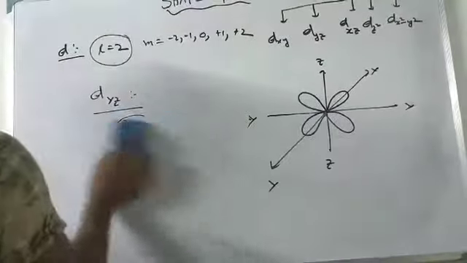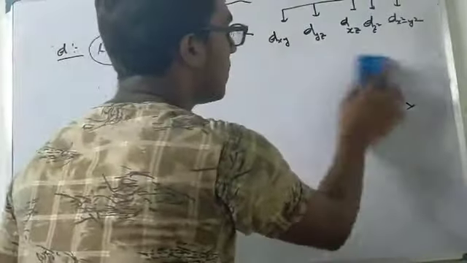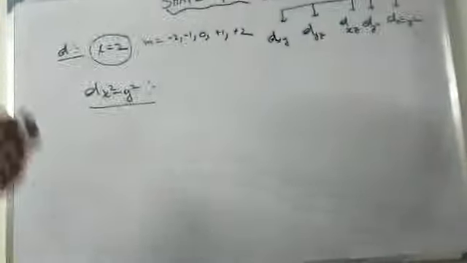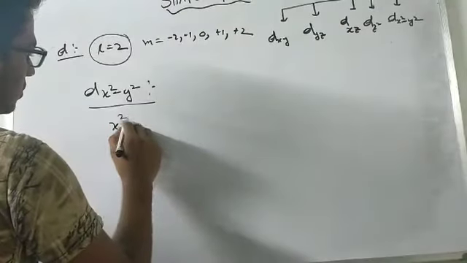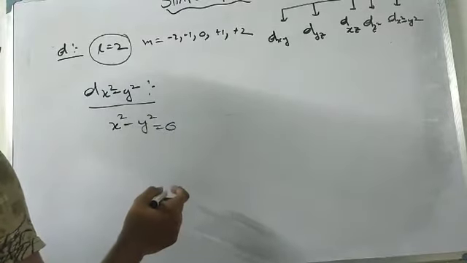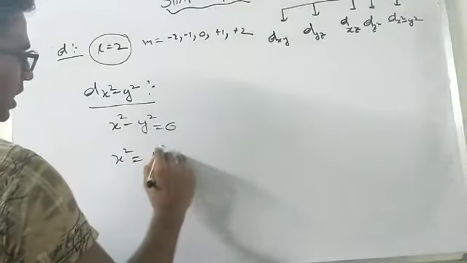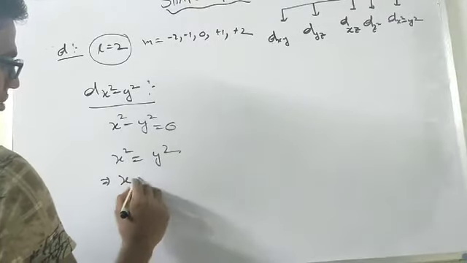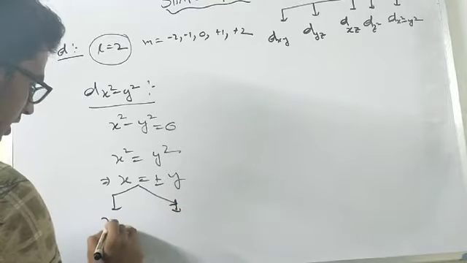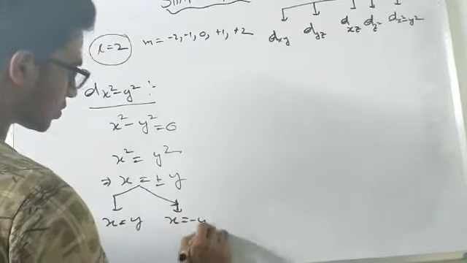Okay, now the most important part is dx square minus y square. For dx square minus y square, I will find the node. So x square minus y square equals 0, so x square equals y square, so x equals plus or minus y. So from here I am getting two equations, x equals y and x equals minus y.